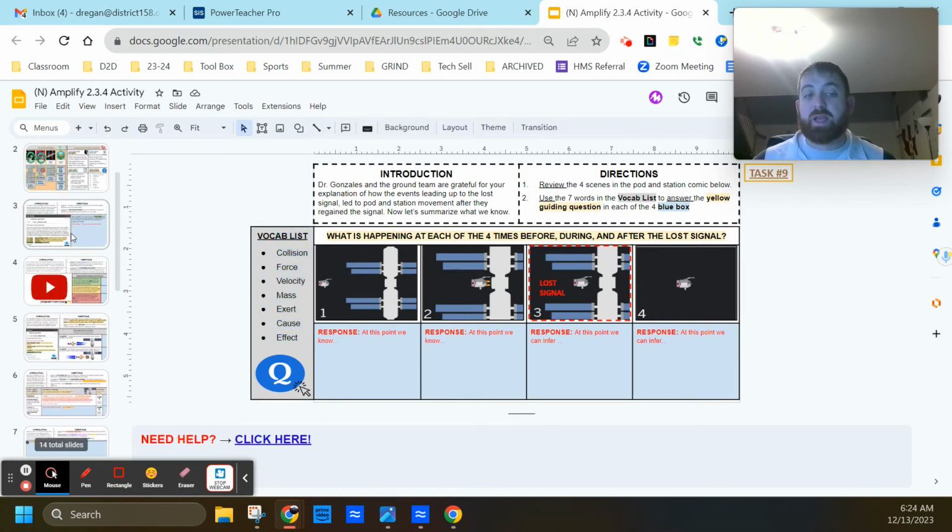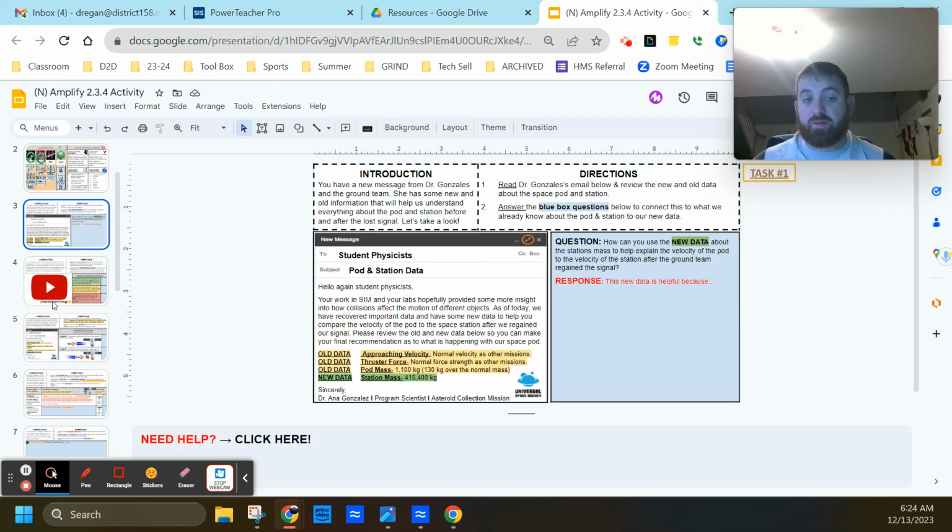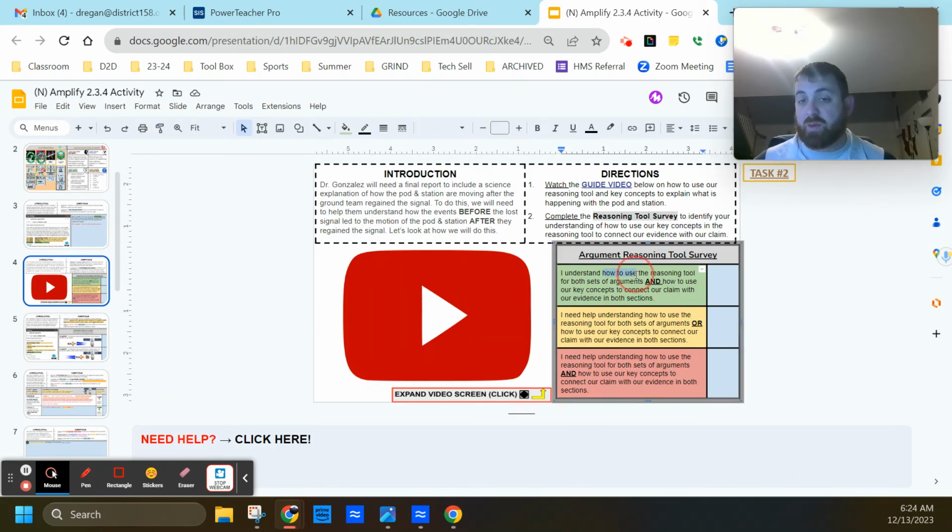So take a moment, ask yourself, do you understand how to use our reasoning tools for both arguments? What happened during the lost signal time? What happened after? Do we understand how to use our key concepts to connect our claim and our evidence in both sections? If you put your X in yellow or red, please reach out. Otherwise, good luck.